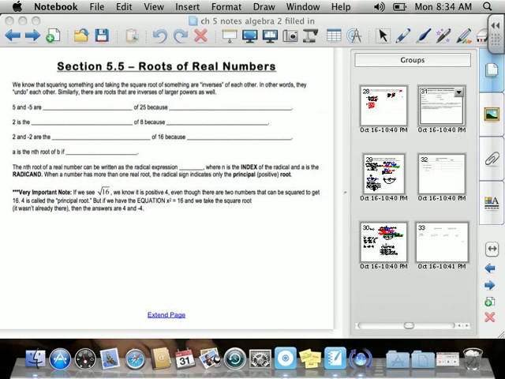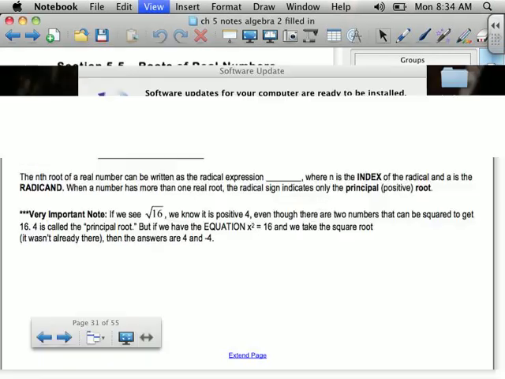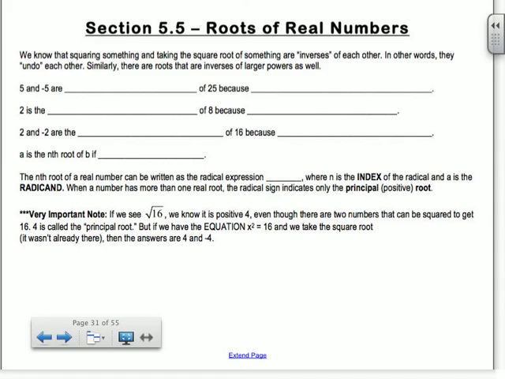Okay, so we're on section 5.5, roots of real numbers. I feel a little bit bad doing this to you on Monday, but this is one of the hardest sections that we're going to have, so you need to pay attention. Make sure you understand it.